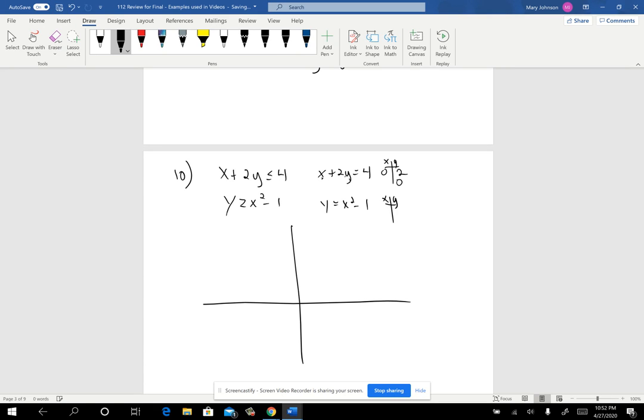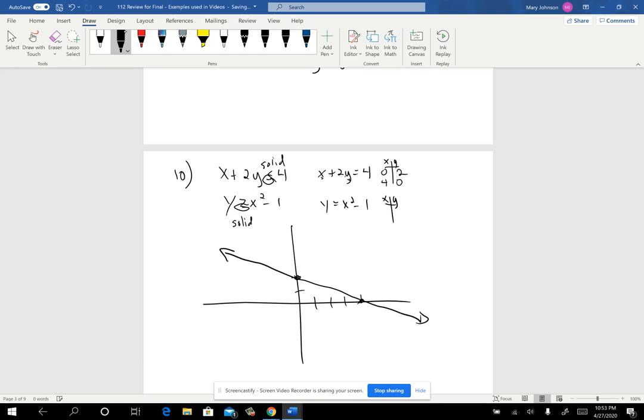Plug in a 0 for y, I see x would have to be 4. Don't mess those up. 0, 2 is here. 4, 0 would be on the x. Okay, when I look back, I see that it wasn't "or equal to," so that's going to be solid. So I'm going to graph that solid line. Both of these are going to be solid, aren't they? I usually look at that and decide it over here, so I don't forget to do that.